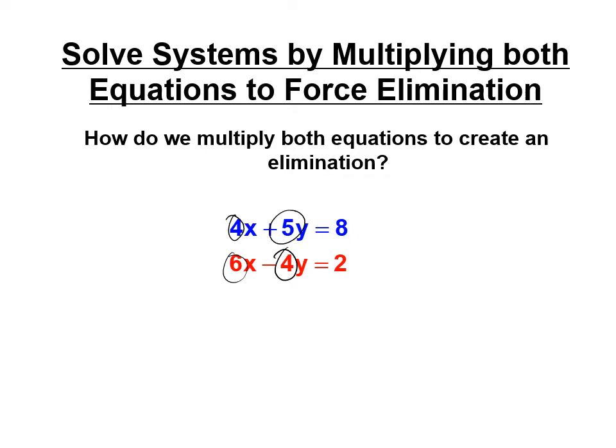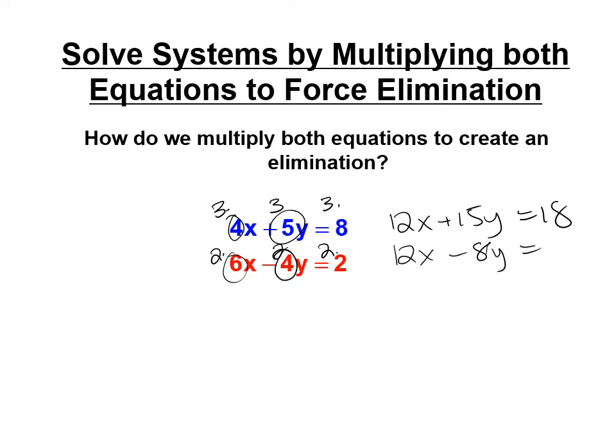I could multiply the top one by 3 and the bottom one by 2. Because then the top one would become 12x plus 15y equals 18. The bottom one would become 12x minus 8y equals 4. And so what did I do? I turned both 4 and 6 into 12.